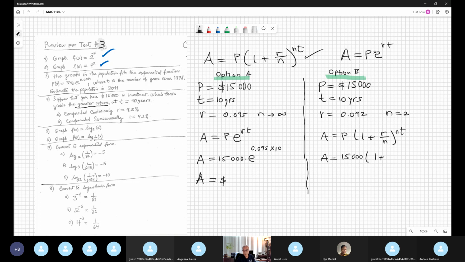And the second option is 15,000, exactly the same, times 1 plus 0.092 divided by 2, because the compounding is 2, and raised to the power 20, because t is 10 and n is 2. So actually we have 20 payment periods, because 10 years semi-annually is every 6 months, half a year, so 20 payment periods. And we compute that in the calculator. Come on, guys, work in the calculator. This is part of the game.